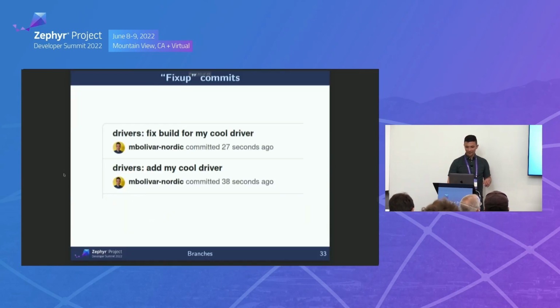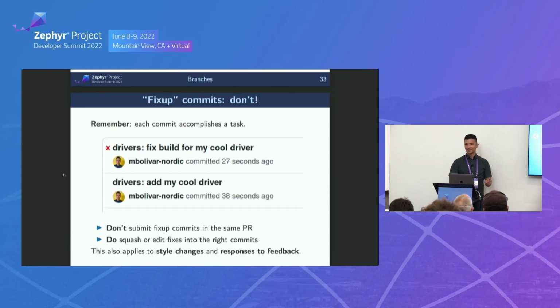Now I'll talk about fix-up commits. This is what it will look like on GitHub when you are committing the sin of making a fix-up commit. So you'll say, cool, here's my cool driver, I added it in one commit, and then you'll build it again before you submit, and you'll notice that it doesn't build because you have a typo. Okay, cool. I'll just stack another commit on top that fixes the build. That's a fix-up commit. That second commit is what I'm referring to as a fix-up commit.